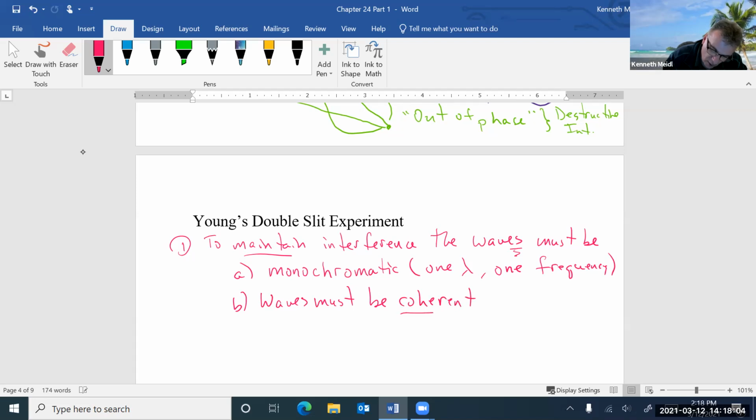And coherent is a word that means that their phase, or their phase difference, must be maintained. With sound waves, this is pretty easy to do. With the typical way that we create light waves, it's not easy to do.